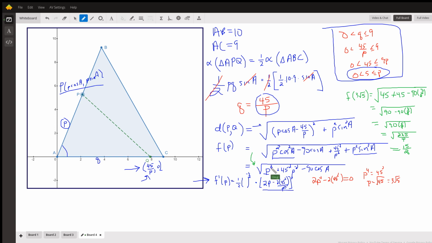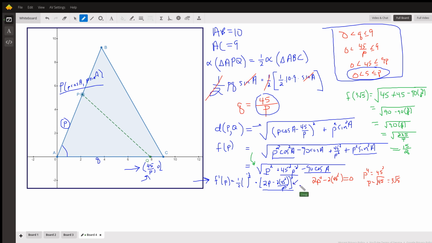The derivative of p squared is 2p. The derivative of 45 squared p to the minus 2 is minus 2 times 45 squared, reduce the exponent by 1. That becomes p to the third in the denominator. And this is a constant, minus 90 times the cosine of A, we're given is 3/8. So that's just 0.